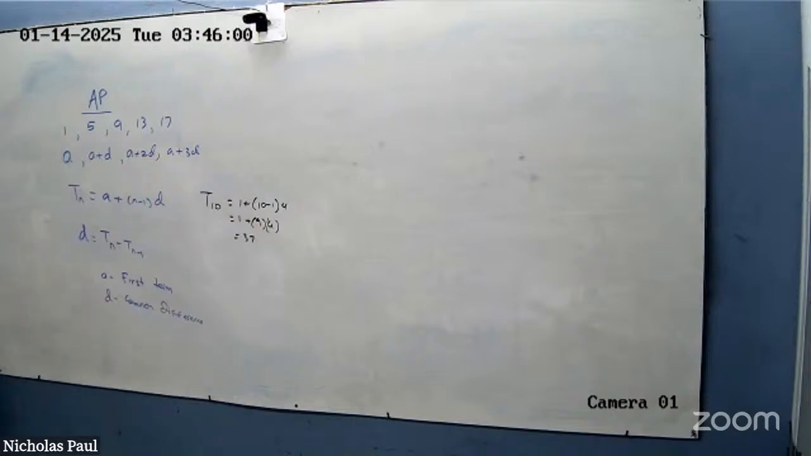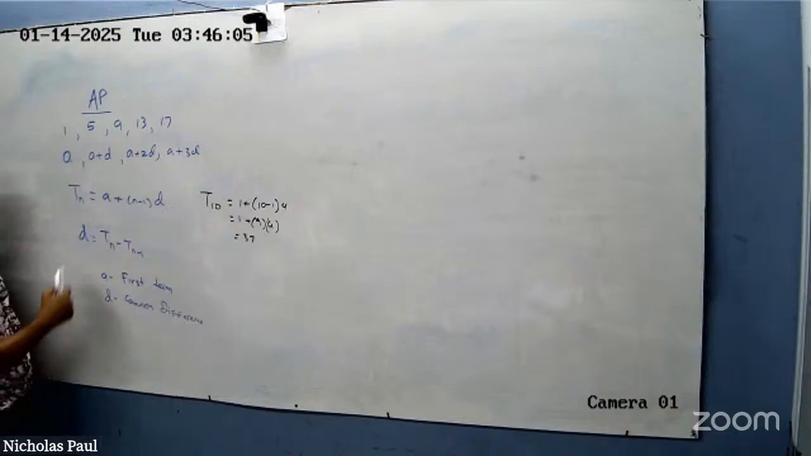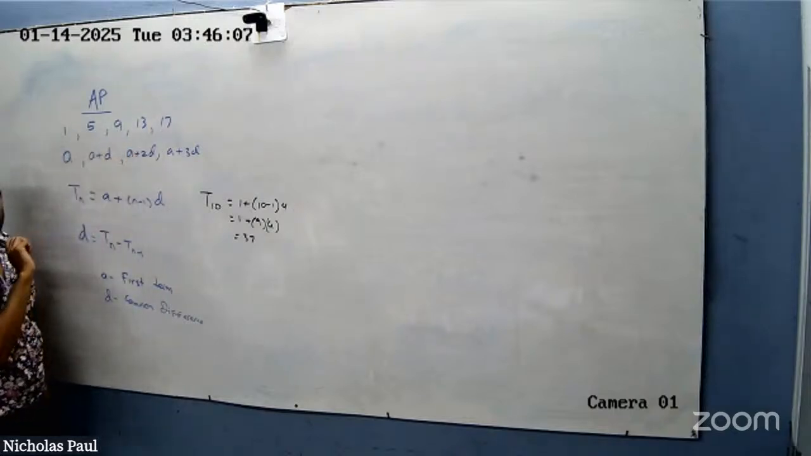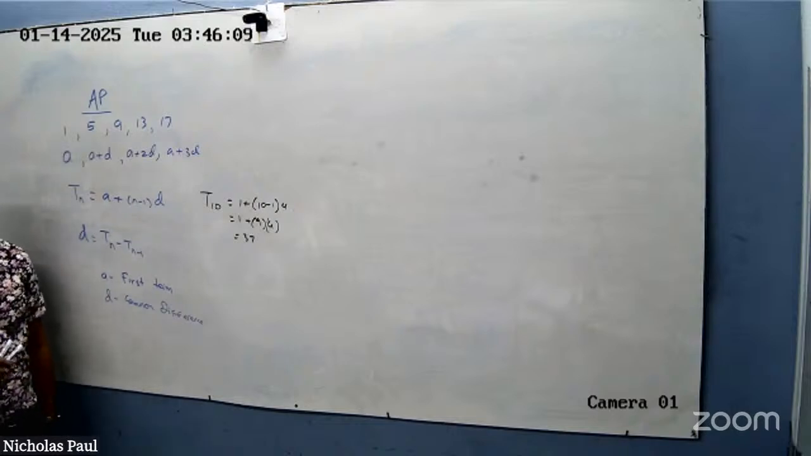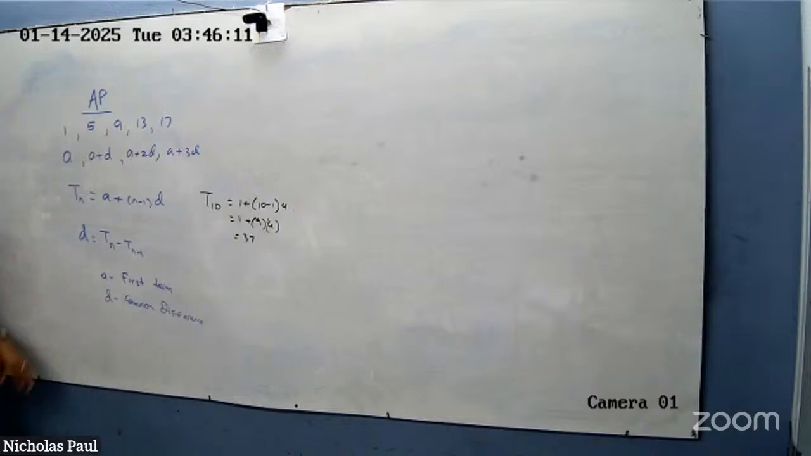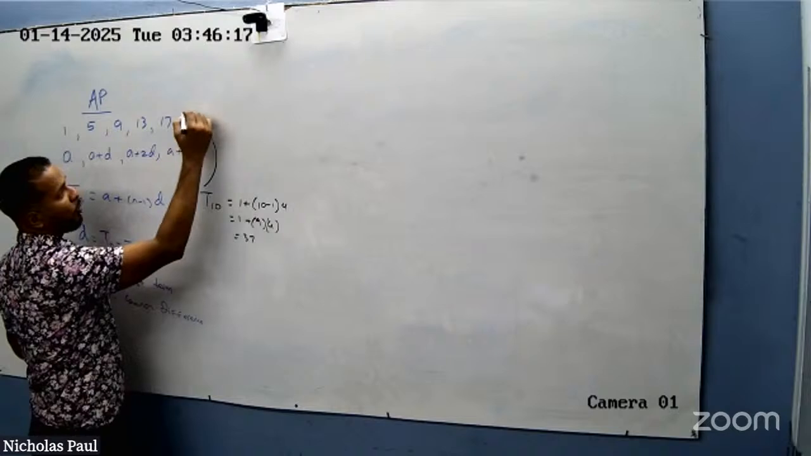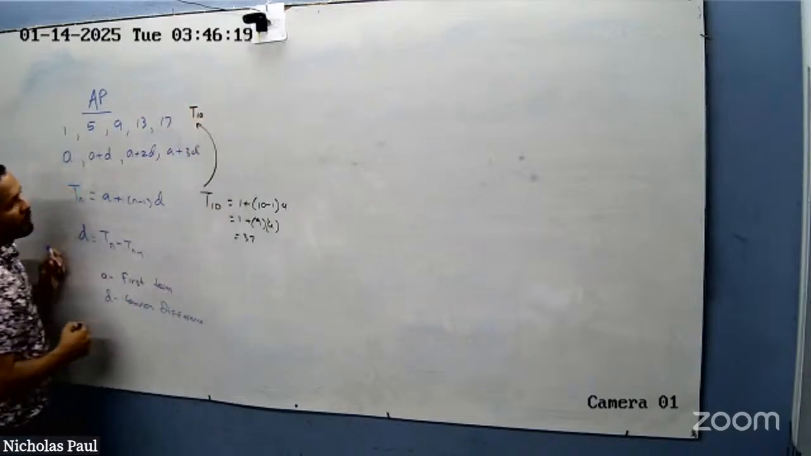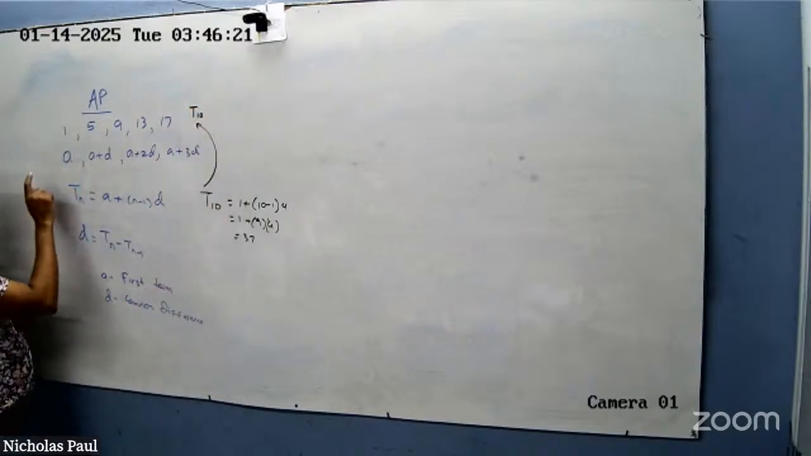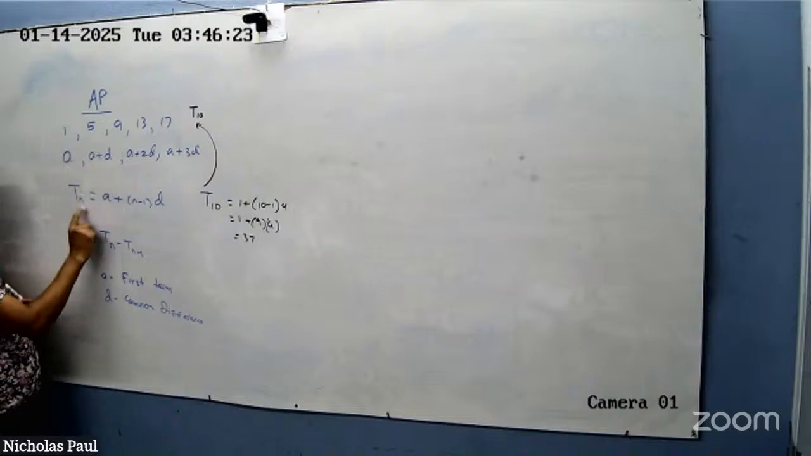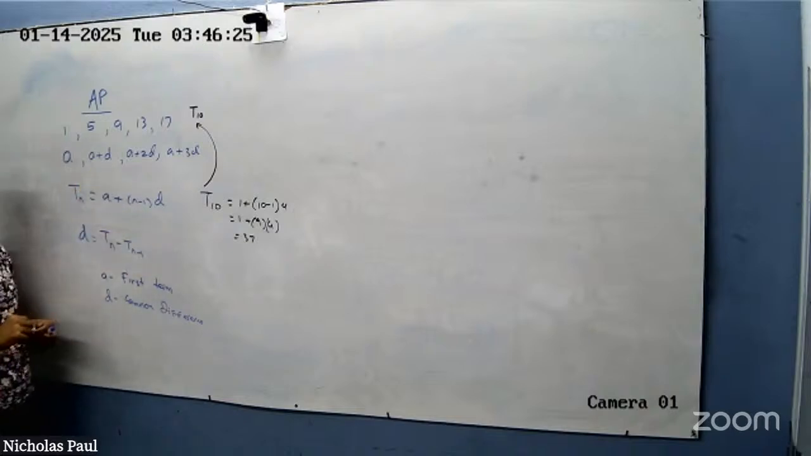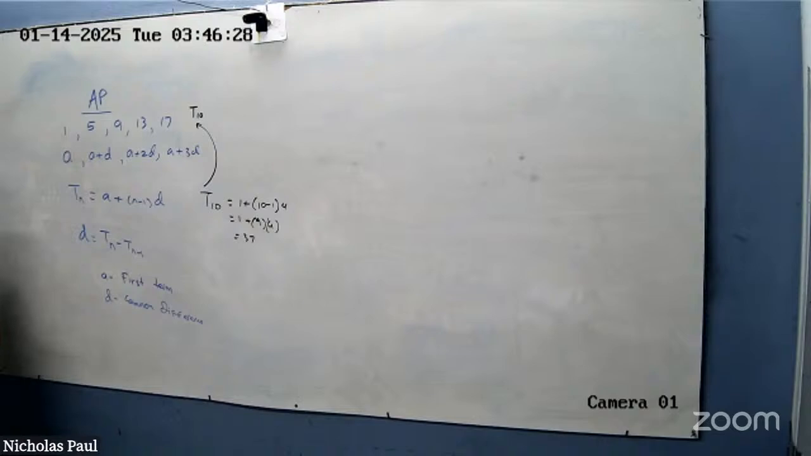And I also showed you some examples where I gave you the second and the fifth terms, and you had to solve simultaneously to get A and D. So this here is the first one that we looked at, called an AP. So this is the first term, the common difference, and how to get any term you want. Are you okay with that?